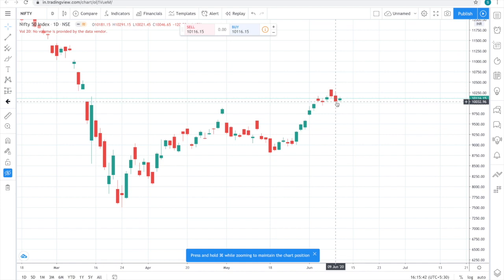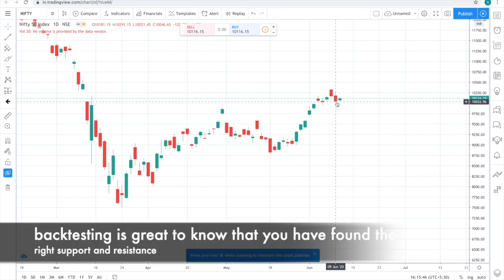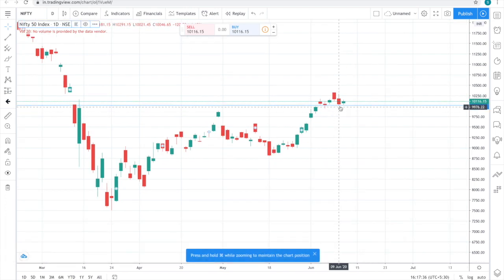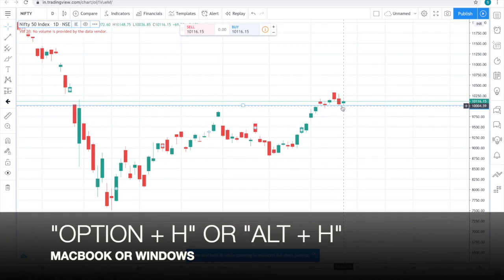I would say these are more than enough points to find the support for this stock. And if I want to draw a horizontal line, what I do, I don't draw a trend line, I just draw a horizontal line. It's easy to backtest that way. So if I press Option plus H on MacBook, there you go. You see a line that I see is a support.